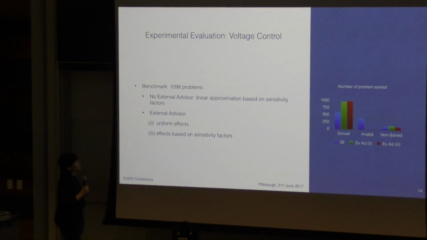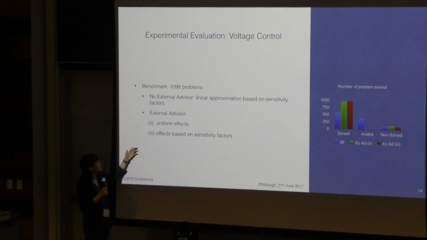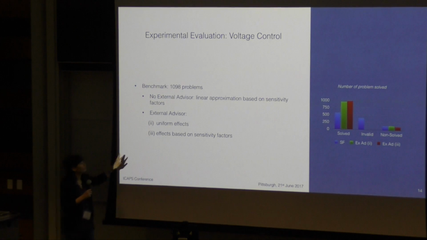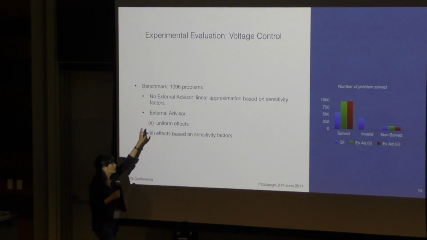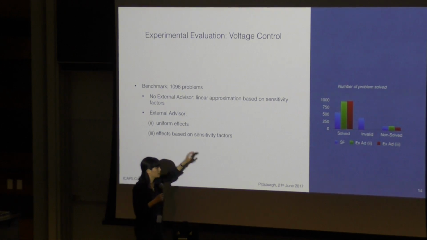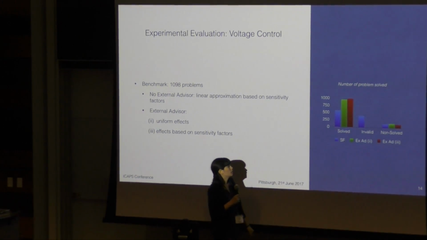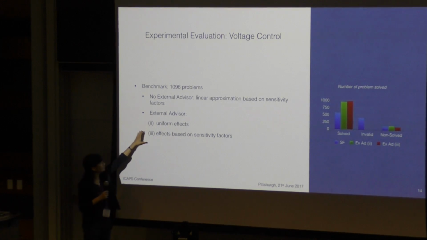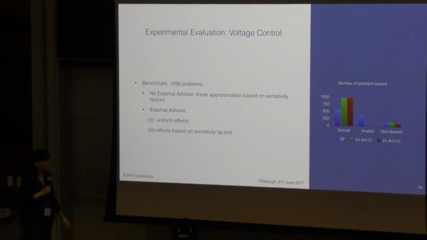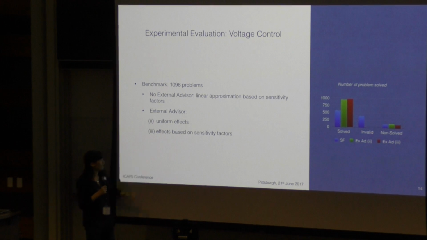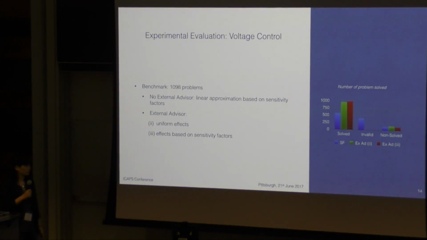So in this case, we also compute plans without the external advisor. What happened is that the plans calculated without using the external solver are mostly invalid here. And well, obviously when we have this external advisor, we also always produce valid plans, and again we have that using a more informative approximation results in a better coverage.